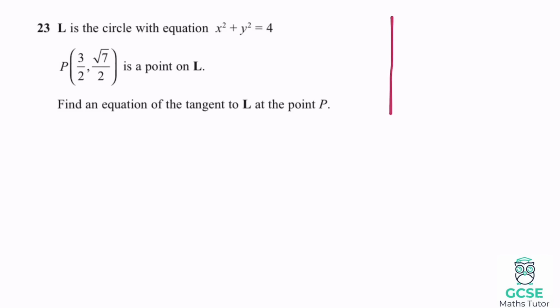So if I just draw a little basic diagram with a little circle centre 0, and we'll think about what this actually looks like. Now P on this diagram, as 3 halves and root 7 over 2 are both positive, it would be in the positive quadrant here. So if I was to have a tangent, it would look something like this. Now if I want to find the equation of the tangent, I need to find the gradient of that tangent.